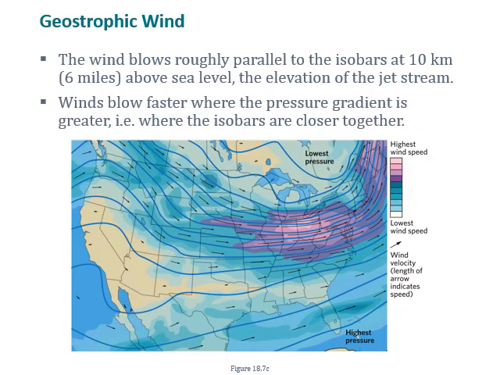The geostrophic wind blows roughly parallel to isobars at 10 kilometers above sea level, which is the elevation of the jet stream. Winds blow faster where the isobars are closer together, or where the pressure gradient is greater.